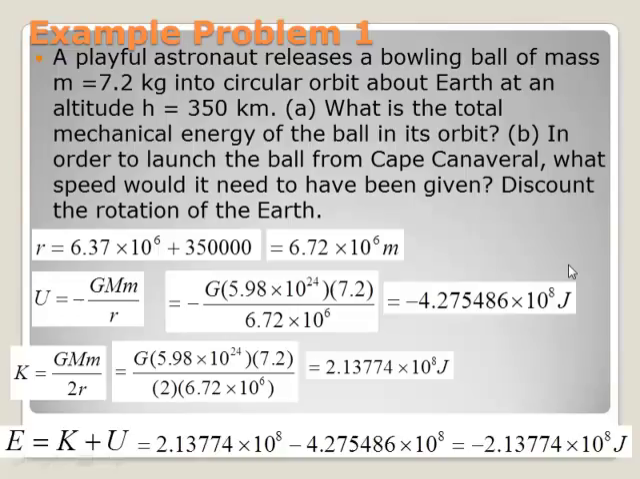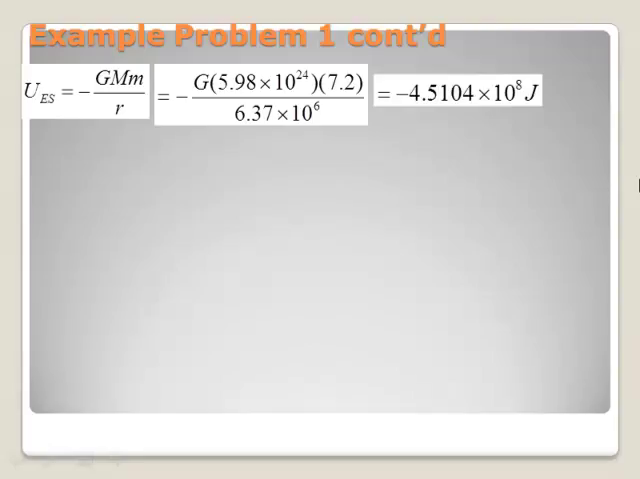Now part B asks, in order to launch the ball from Cape Canaveral, what speed would it need to have been given? We need to use the concept of conservation of mechanical energy. So on the Earth's surface, the bowling ball will have gravitational potential energy. We want to plug in numbers. And we get that the gravitational potential energy of the bowling ball on Earth's surface is negative 4.5104 times 10 to the 8 joules.